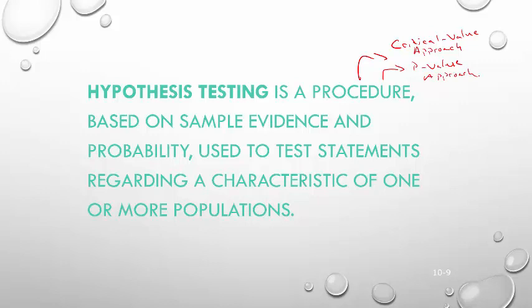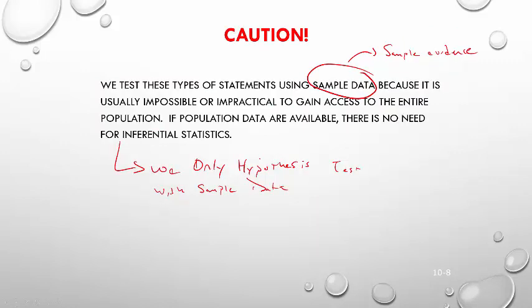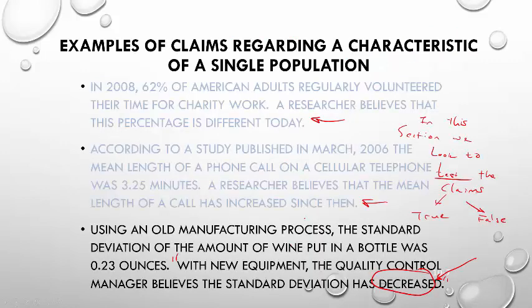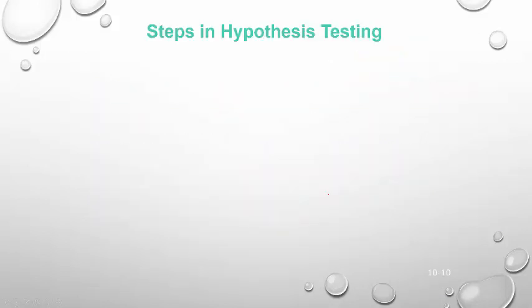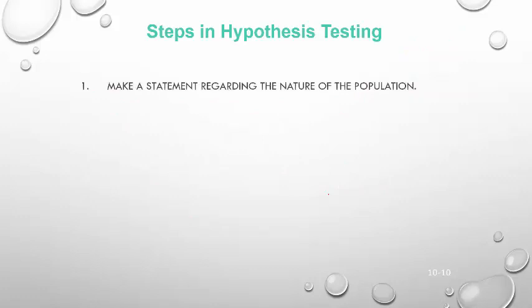Based on sample evidence and a little bit of probability, it's used to test statements regarding the characteristic of one or more populations. So we're going to use hypothesis testing with some sample evidence to test the claims that are made here, in these three examples. Okay, so here are the steps to hypothesis testing. The first thing you're going to do is make a statement regarding the nature of the population. I think the value has gone up. I think the value is different. I think it's decreased, as you saw in those three examples.